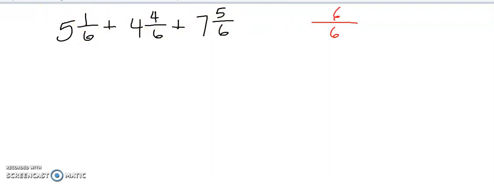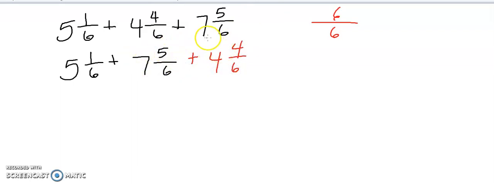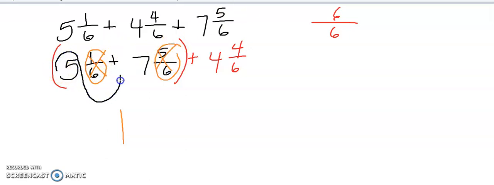So what I have to do is rearrange my numbers. Got to switch them. So I'll start off with 5 and 1/6, and remember, I'll make a group, and I'm going to move my 7. Plus 7 and 5/6 plus 4 and 4/6. And so my group here is going to be my 5 and 1/6 plus my 7 and 5/6. Looking at my fractions, 1/6 plus 5/6 gives me 6/6, which equals my 1. So I drop my 1 to the bottom, cross it out. I've used those, and now I connect my wholes with my 1.